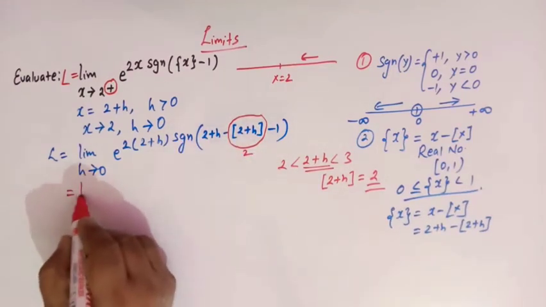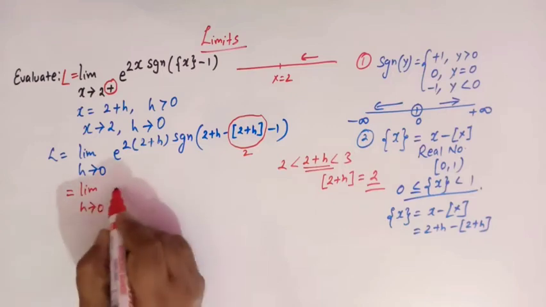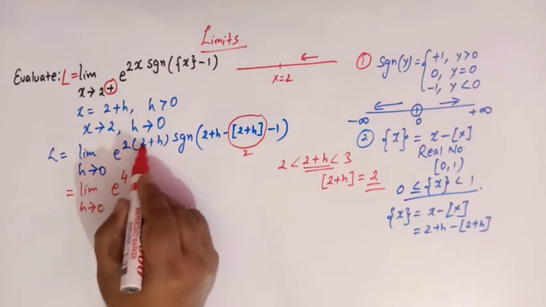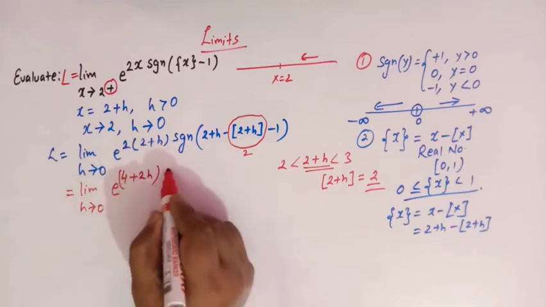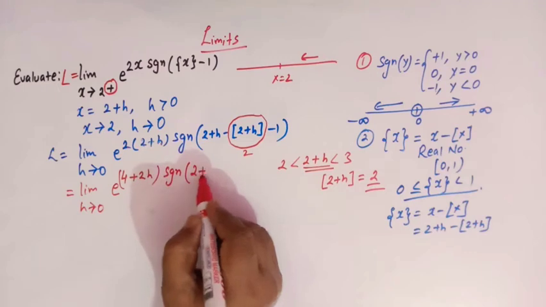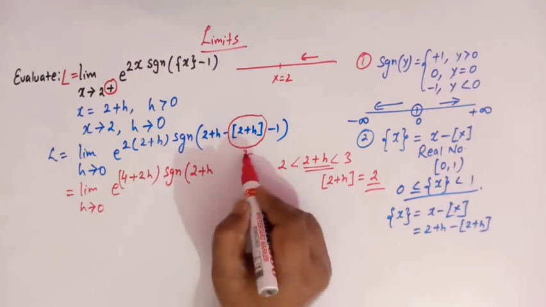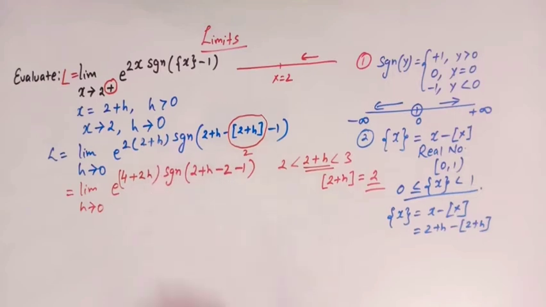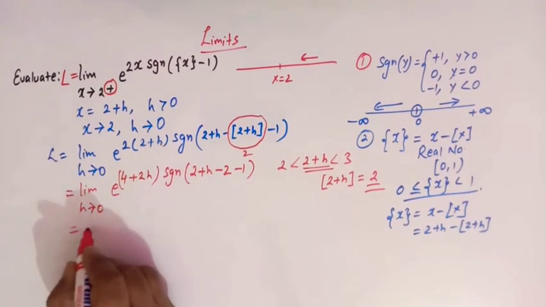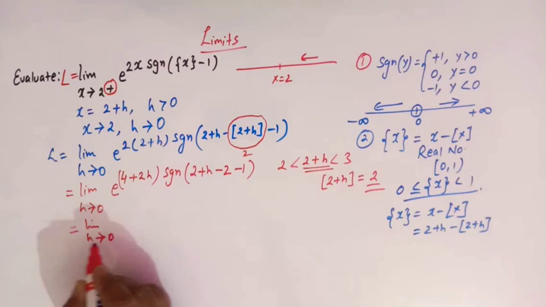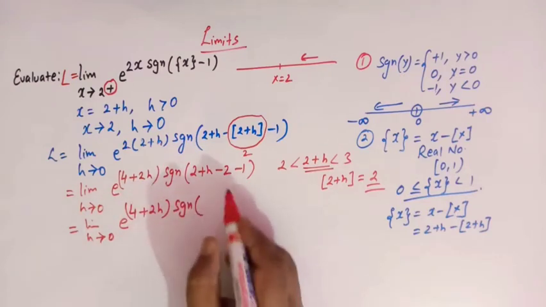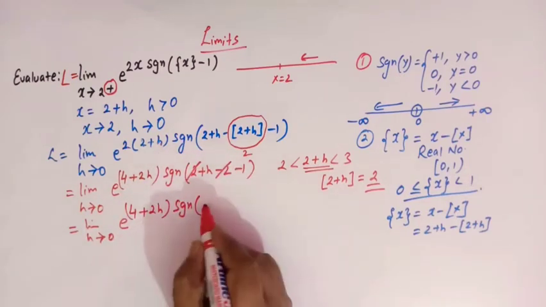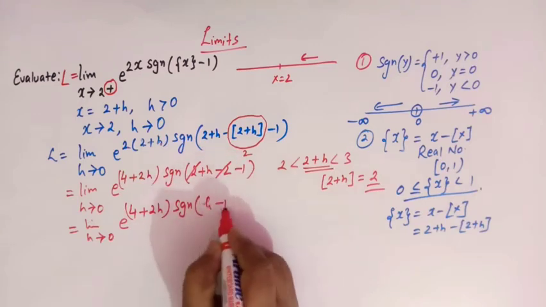So now we have limit h tends to 0, we have e raised to 2 to the 4, then we have 2h, and here we have signum of 2 plus h, and for this term we have 2, so we have minus 2 minus 1, right? So now we can simplify it. So we have limit h tends to 0, we have e raised to 4 plus 2h, and here we have signum of, this 2 and this 2 get cancelled, so we have h minus 1, right?